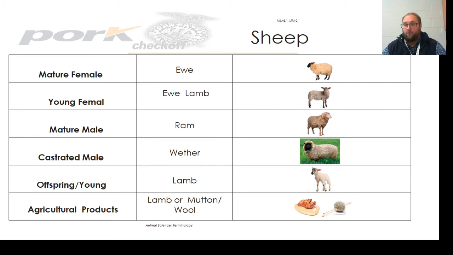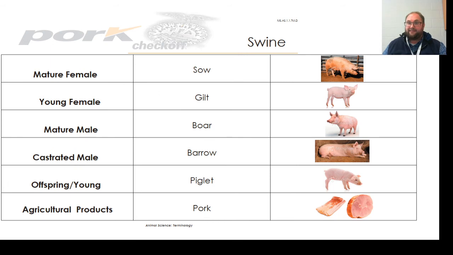And the agricultural product of sheep is lamb, if it's a young animal. Mutton, if the animal is 1.5 years or older. And of course, we get wool from sheep. Okay, so our next is swine, pigs, hogs.